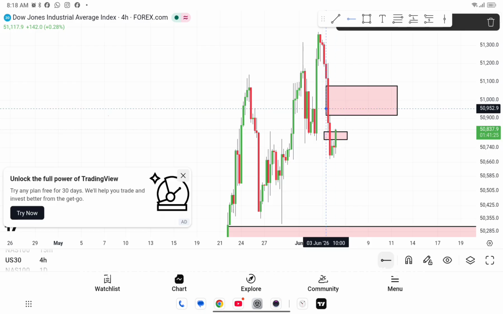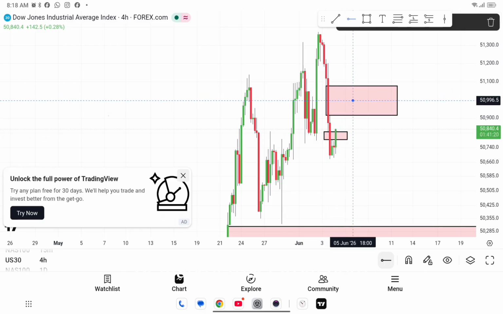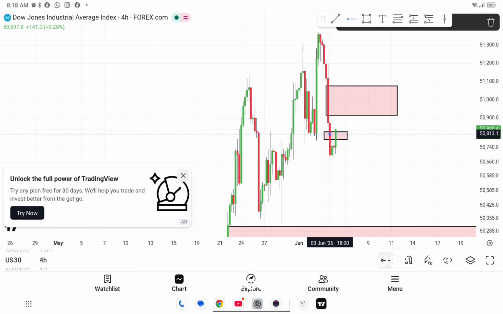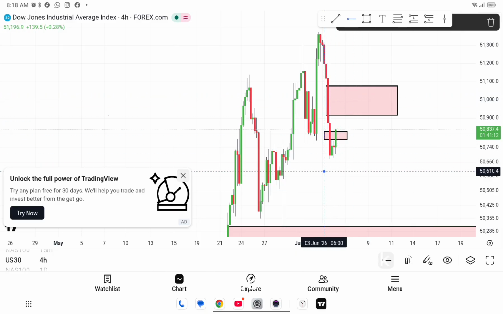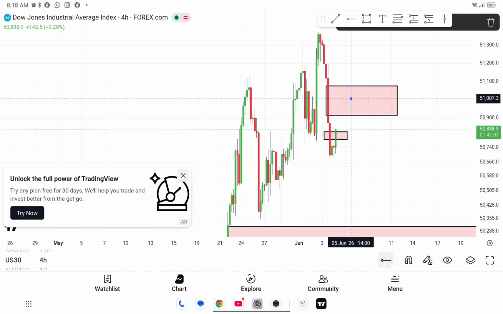And here is where I have my other one. So I'm waiting to see if the market will react from here or from here. Once the market taps into it and closes with a wick or a body inside of this FVG, then I can go to 15 minutes and look for a sell.